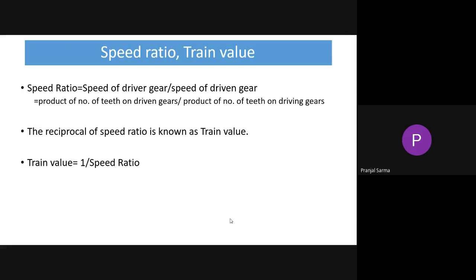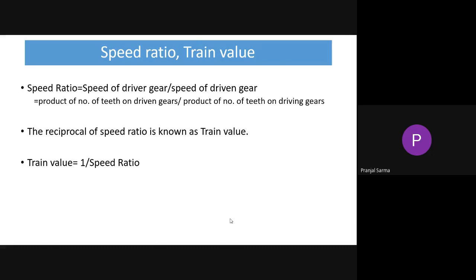Okay, so we'll move ahead with speed ratio and train value. Just like the velocity ratio, here we have the speed ratio, which is the speed of the driver gear to that of the driven. It can also be obtained as the product of the number of teeth on the driven gears, mind we are using the word gears, not only gear, so there may be multiple driven gears, divided by the product of the number of teeth on the driving gears. That is how you get the speed ratio.